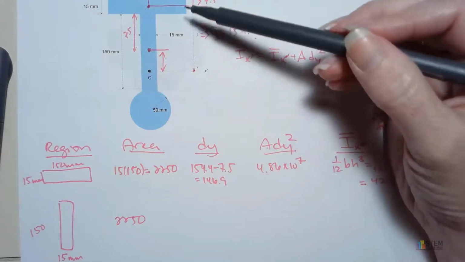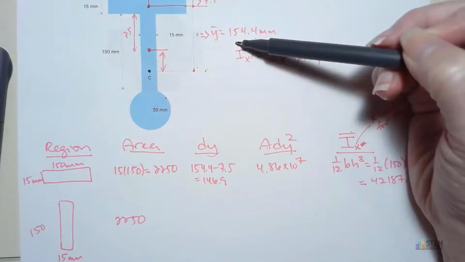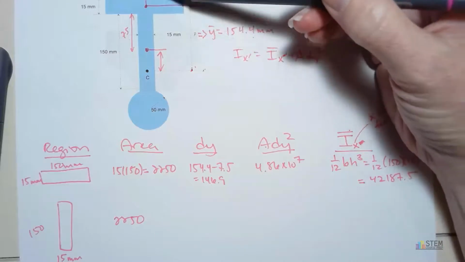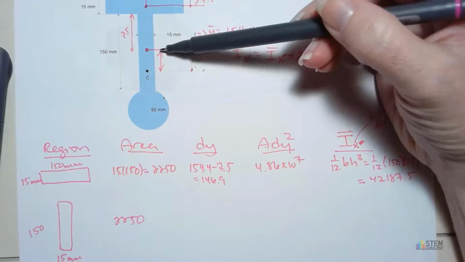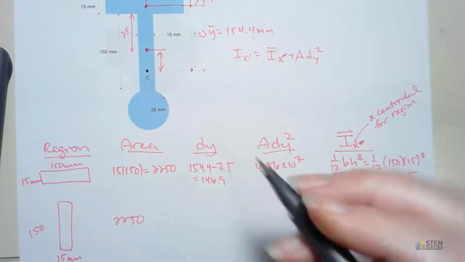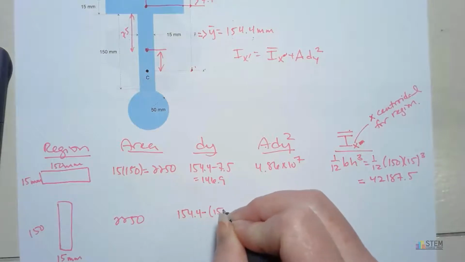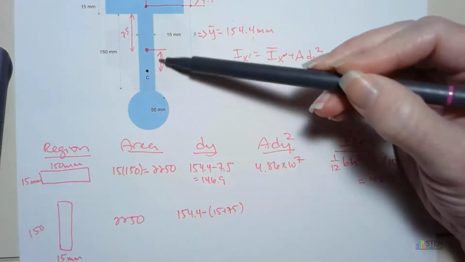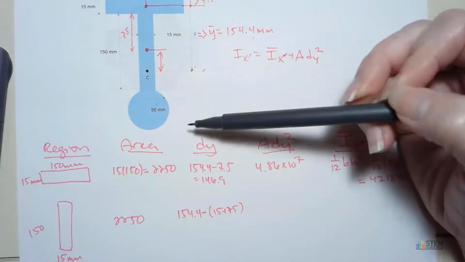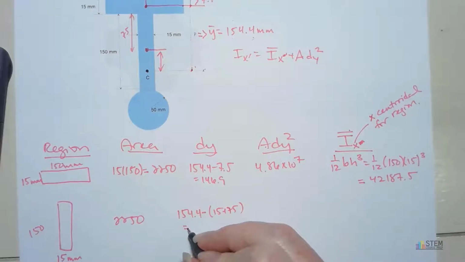You should notice that we're going to have the y bar, so we'll have the 154.4, and then we need to subtract this distance here. So this is going to be 15 plus 75. So we're going to have 154.4 minus 15 plus 75. All right, and that'll give us the distance between these two parallel axes. And that gives you 64.4.